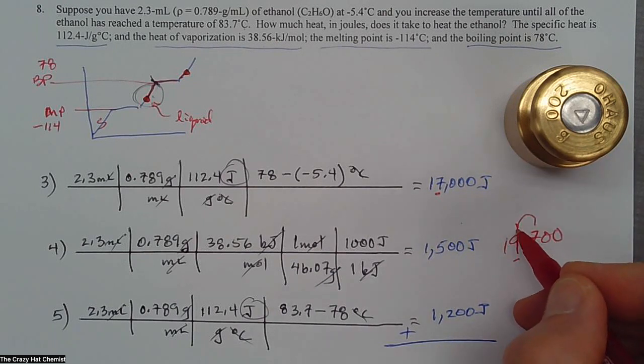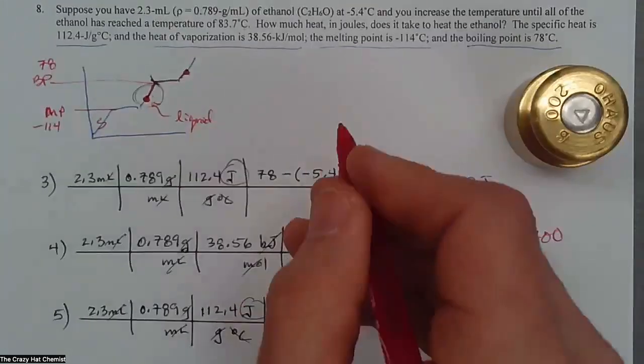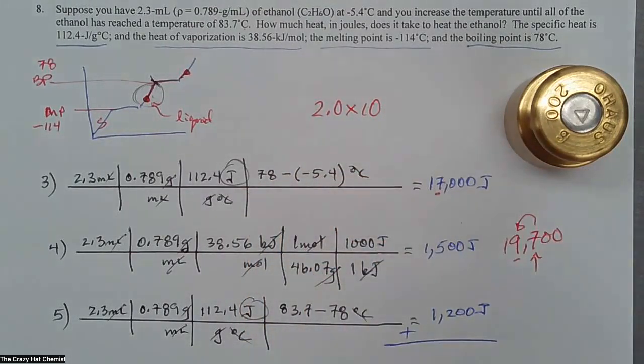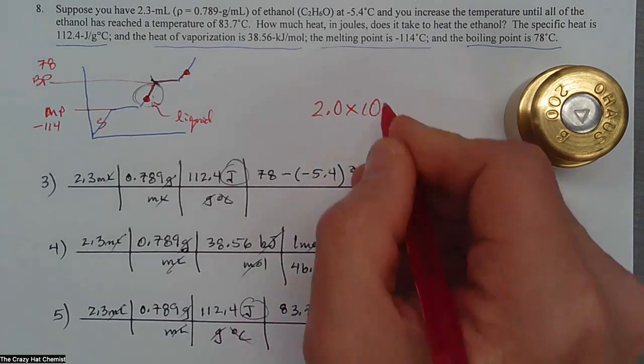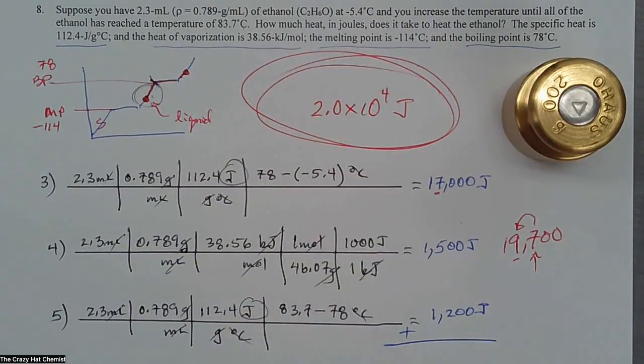But we're going to add 1 to the preceding digit. That will cause us to have to put this into exponential notation. So our final answer for this here, I'm going to write this right up here, is 2.0 times 10 to the, and I believe that's 4 joules. And that is our final answer when we add up all those numbers together.